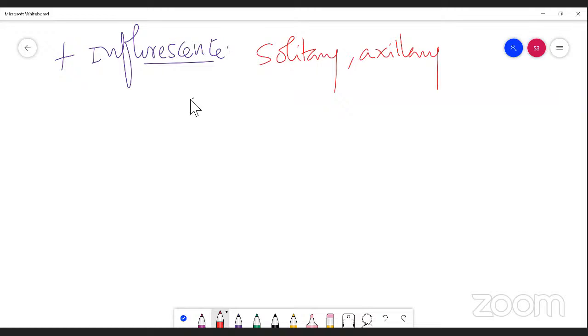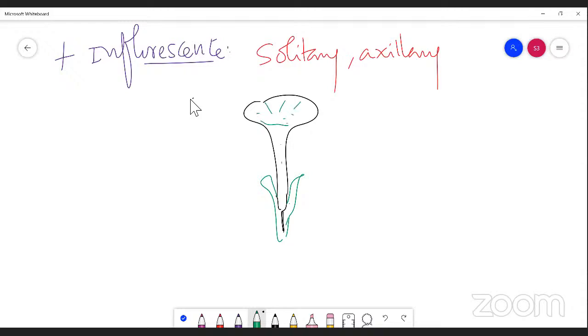Solitary axillary means there is an individual flower. When you talk about Datura metel, you find there is an individual flower. So this is called solitary inflorescence. Solitary means a single flower arises from the main axis. So this axis may arise from the terminal part or axillary. Here we have discussed the axillary inflorescence. Axillary inflorescence means an individual flower originates from the axil. That's why it is known as solitary axillary. Solitary means an individual flower arises from the main axis.